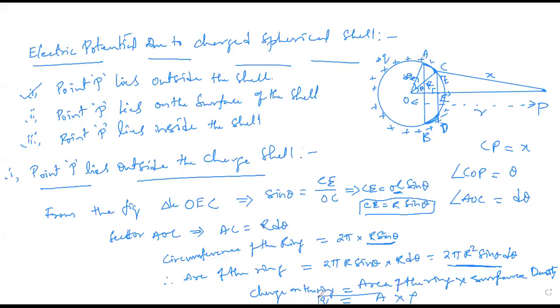This is just for example I said. So in this way we have to put it up. So now substitute all the values. So area of the ring we already have. Area of the ring is 2 pi r sine theta, that means 2 pi r square sine theta d theta, and charge density will be rho.